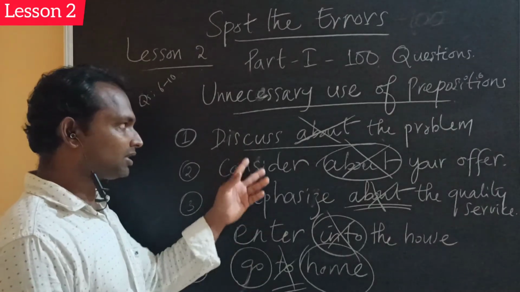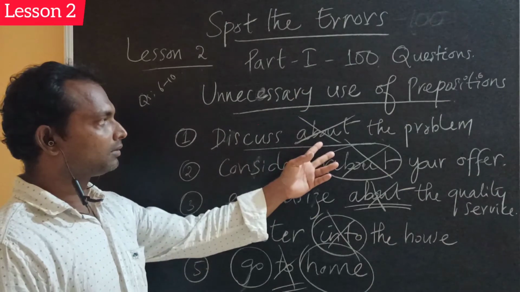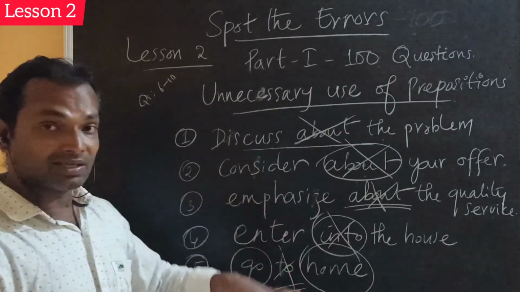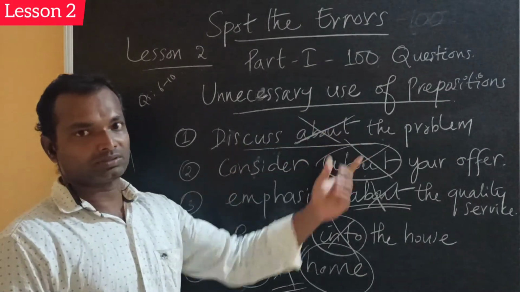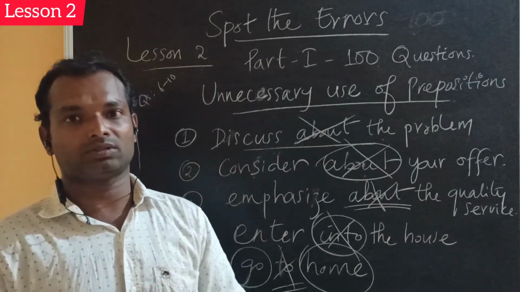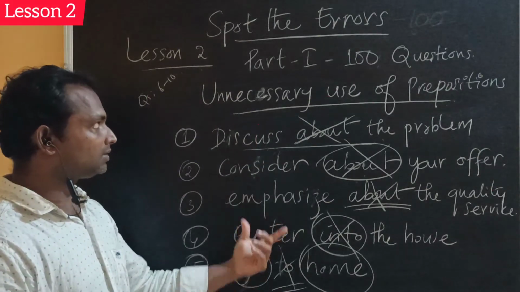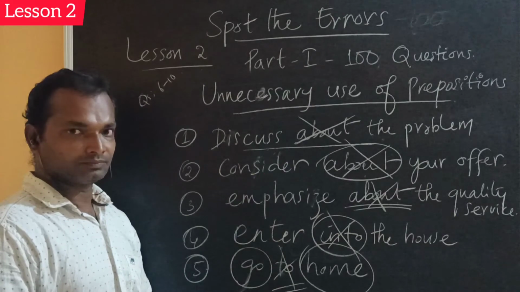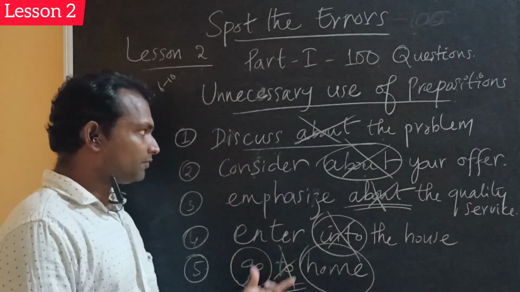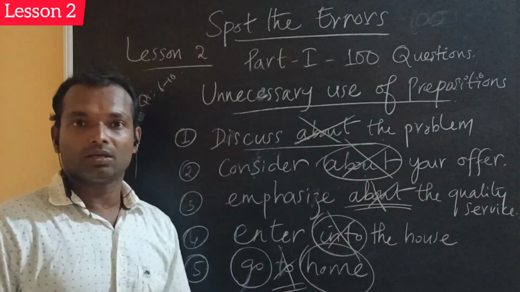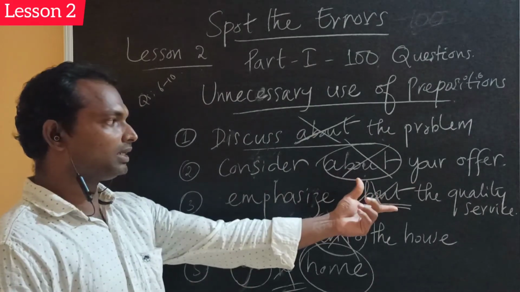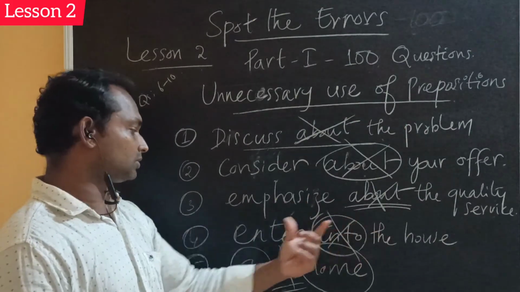These verbs do not take any preposition, not the noun forms of these verbs. Sometimes discussion about is correct. Discussion is a noun form of the verb discuss. But discuss about is wrong. Discussion about is correct. Remember that these verbs do not take any preposition. We have to use these verbs without using any prepositions. Discuss the problem. Consider your offer. Emphasize the need. Emphasize the quality customer service. Enter the house. Go home.